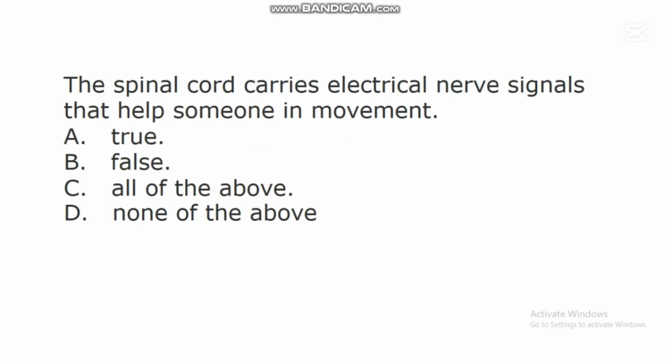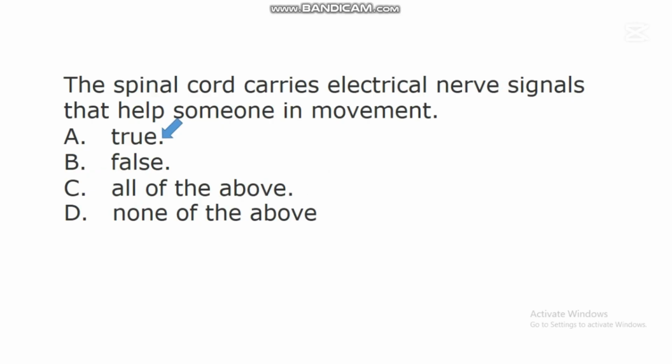The next question says, the spinal cord carries electrical nerve signals that help someone in movement. A. True. B. False. C. All of the above. D. None of the above. In this question, the correct answer is A.